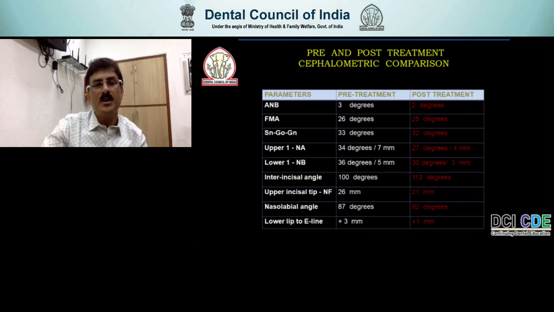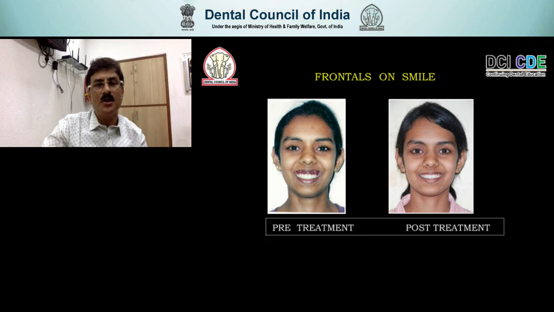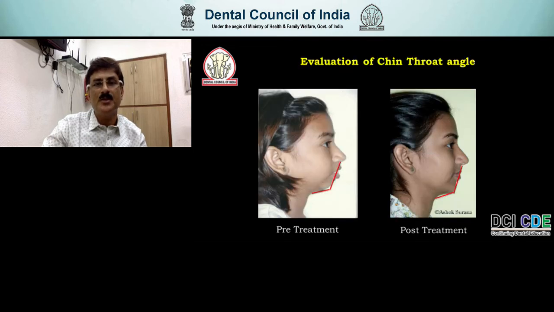And the axial inclination of the upper and lower anteriors was taken good care of. That's pre and post compared. The lips have become competent. There's unstrained closure. Lip seal achieved. The gumminess is gone. The face has become more proportionate. And that's the profile. The lower face is proportionate now and there's a good neck chin.